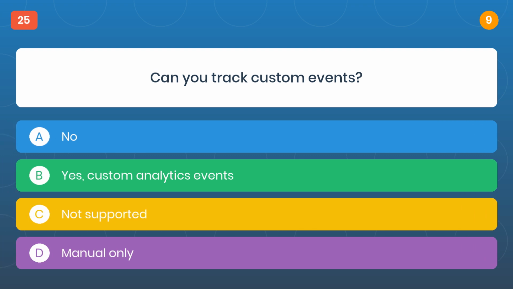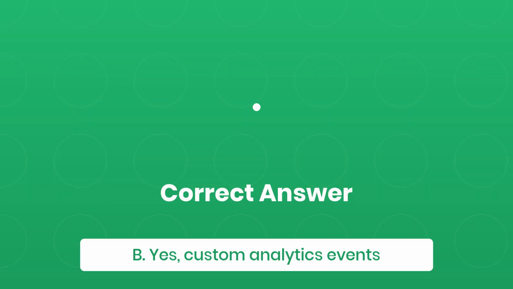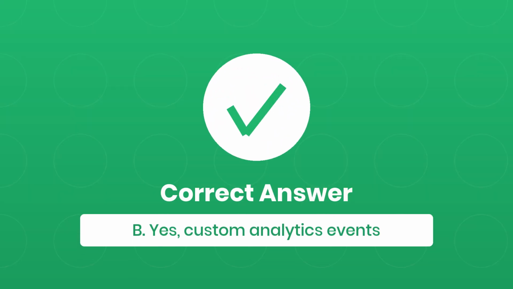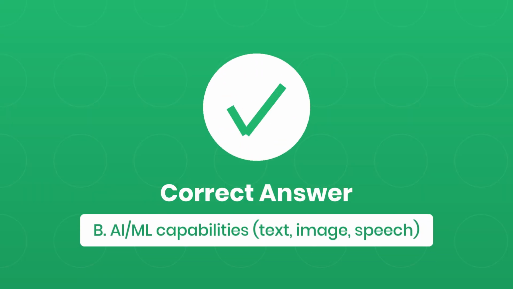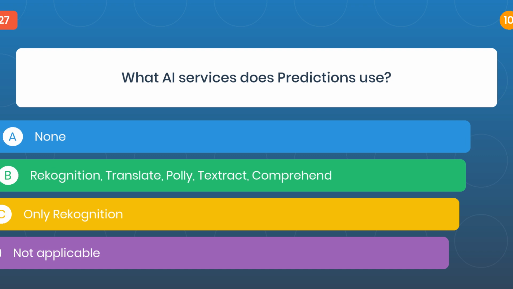Question 25. Can you track custom events? The correct answer is B, yes, custom analytics events. Question 26. What is Amplify Predictions? The correct answer is B, AI/ML capabilities, text, image, speech.